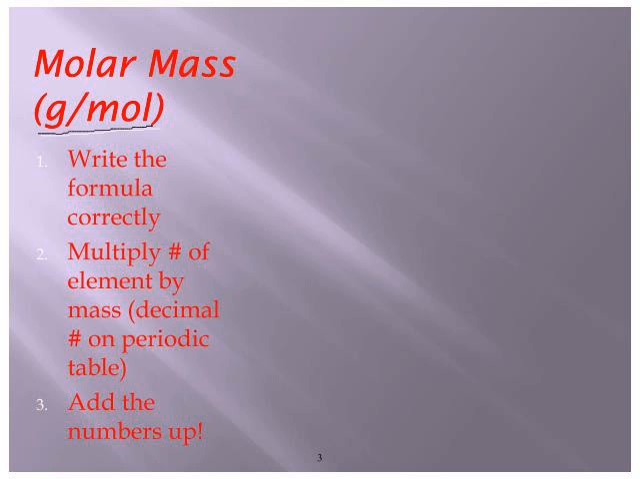First thing you have to do is write the formula correctly. If you can't write the formula correctly, you're not going to get the correct molar mass, and that's going to affect everything that you do. Then once you have the formula written correctly, you're going to multiply the number of each element by the mass off the periodic table, and then you're going to add all that up.